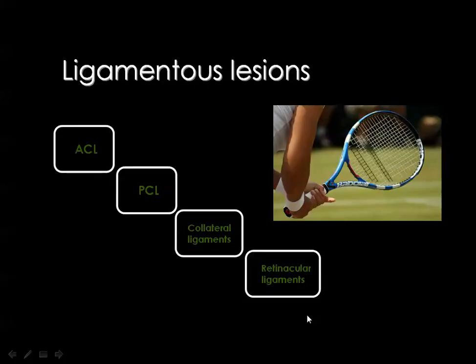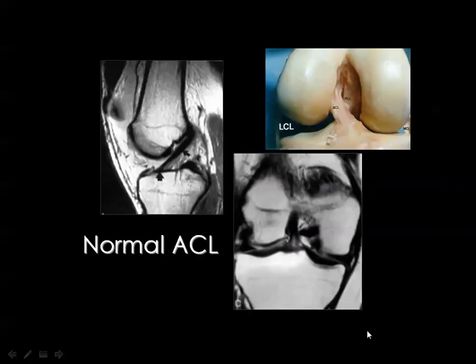And we have three groups of ligaments in the knee: the cruciate ligaments, the collateral ligaments, and the patellar retinacular ligaments. Starting with the cruciate, one of the important cruciate ligaments is the anterior cruciate one, and this ligament is particularly commonly injured compared to the posterior cruciate ligament, which is tougher and less frequently injured.